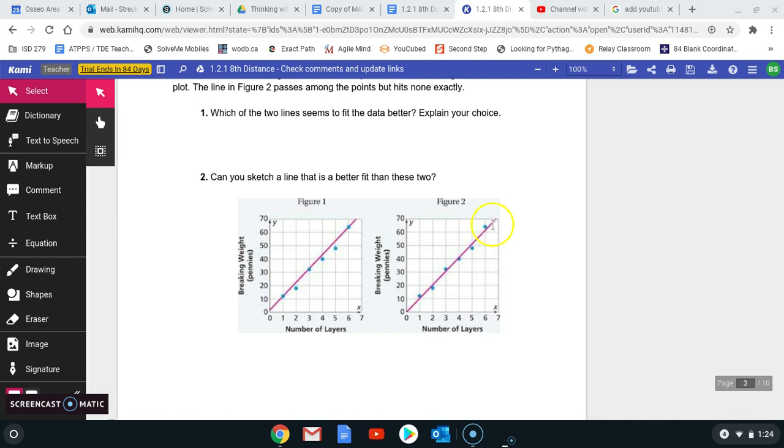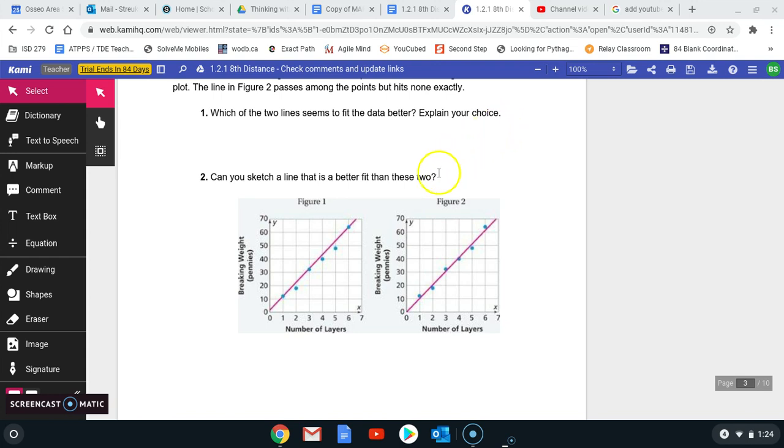of all the points. So what you're going to do is look at those two lines and decide which one you think fits better. And then you have to remember to explain your choice. So why do you think that looks better? Why do you think that that line is a better model for the data than the other one?